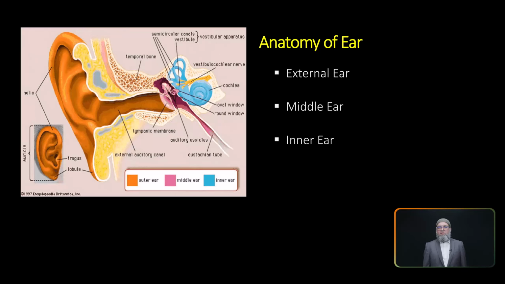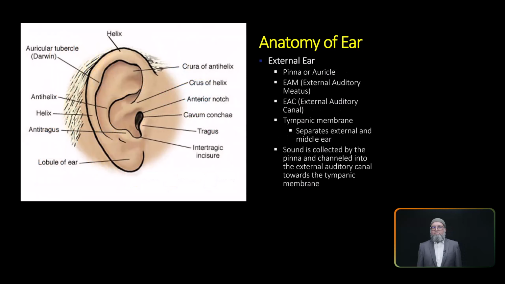So looking at the anatomy of the ear, anatomy is the key factor because we have to have a 3D image in the mind when we are stimulating and recording, of what structures are at risk and what can go wrong. The ear is divided into three major parts: external ear, middle ear, and inner ear. The external ear starts from the pinna or auricle, and then we have the external auditory meatus, which is the opening or canal, and the tympanic membrane. So anything from the tympanic membrane to the auricle is known as the external ear.